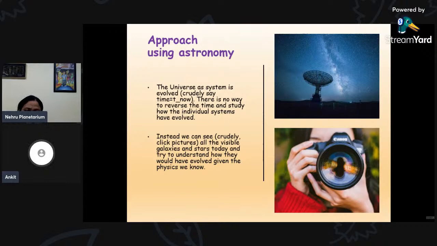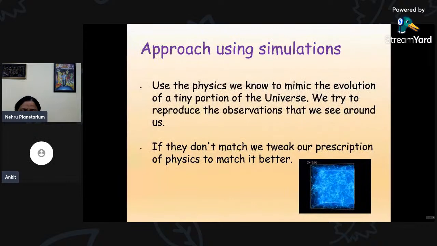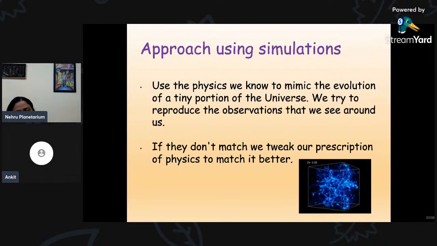So this is what we have. We live at t equal to now, let's say, and we try to take observations and understand the universe. Whereas in the simulation, we use the physics that we know, that we understand up to a certain degree of satisfaction. And then we say that given the physics that we know, if the universe started with some initial condition, how would it evolve? And then we evolve the simulation starting at t equal to zero, let's say, to t equal to 100, and then match it with the observation.